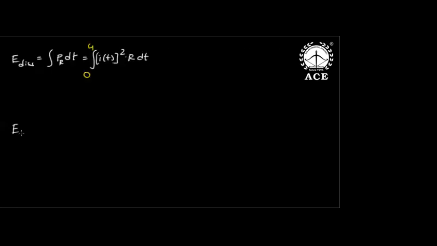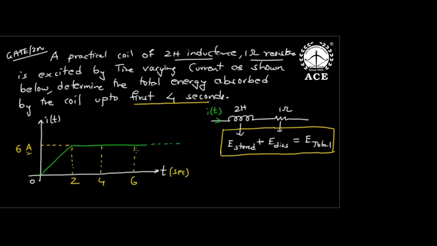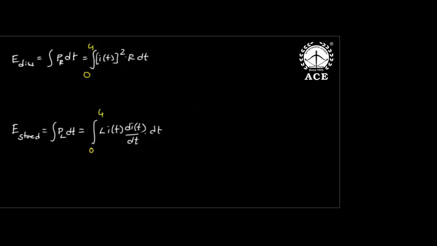Similarly, I want energy stored. Who will store energy? Inductor. Power in inductor: here again, plotting is not necessary, so it is again an integral. Power is L i di by dt, into dt. Here also I will not directly use half L I square, because the function is changing in time. Half L I square I will use when it is in steady state. But fundamentally, this is how we have to do it. So integral of power in resistor, integral of power in inductor. He is asking up to 4 seconds, so the limits are 0 to 4.